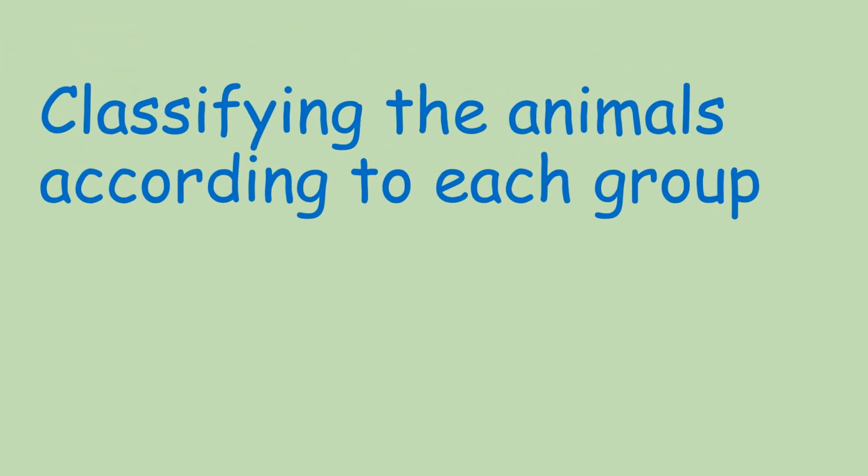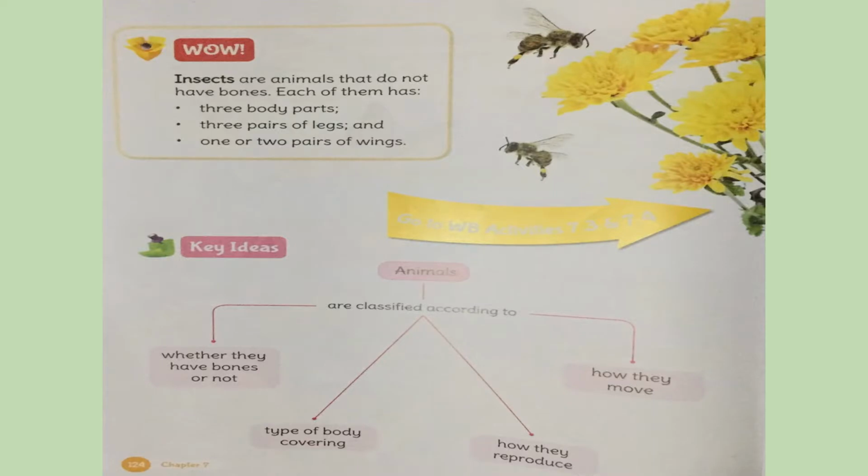Hello students, grade 2's last one. Today we're going to study about classifying the animals according to each group. Again, classifying the animals according to each group. Okay, students, we have here the pictures. We have here the animals. We are going to classify them according to whether they have bones or not.